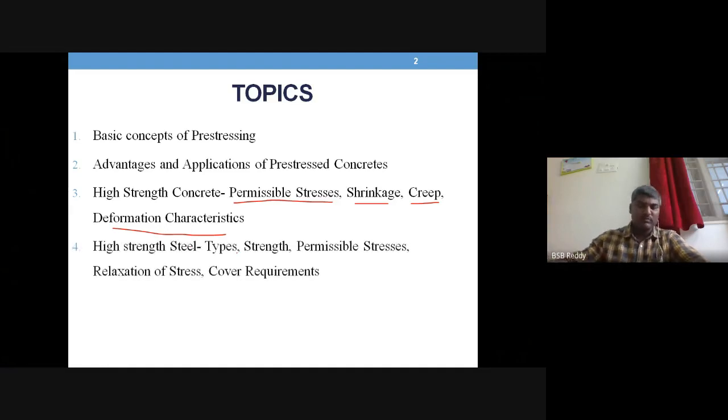From this session onwards, we'll talk about high strength steel and what types of high strength steels are available, and strength properties, permissible stresses, and relaxation of stress, cover requirements for protection of high strength steel. So, we have talked about these things in your Unit 1 syllabus. Then we are talking about this one.